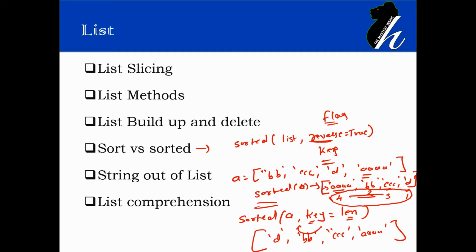Another difference between sort and sorted is that the sort method can work on a list only, whereas sorted works on any collection. So that is another difference. So that's it for sort versus sorted.